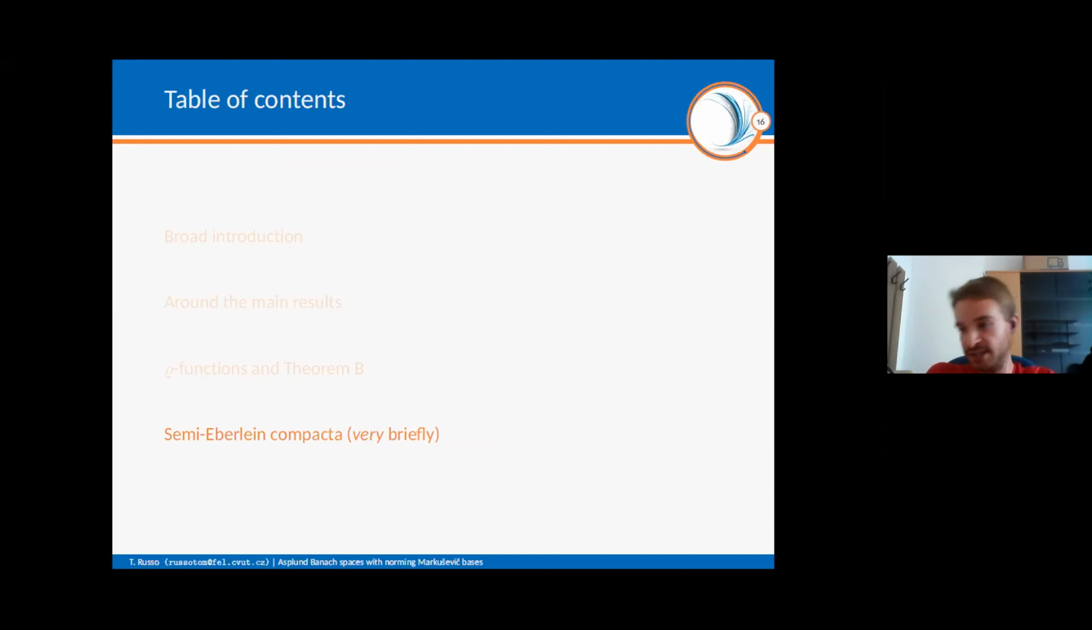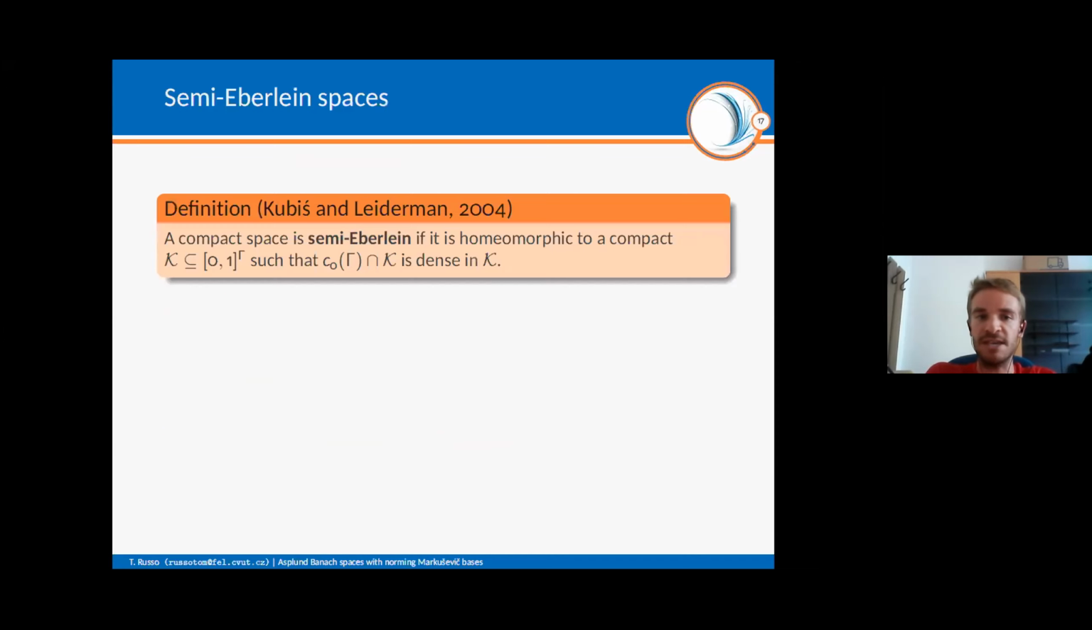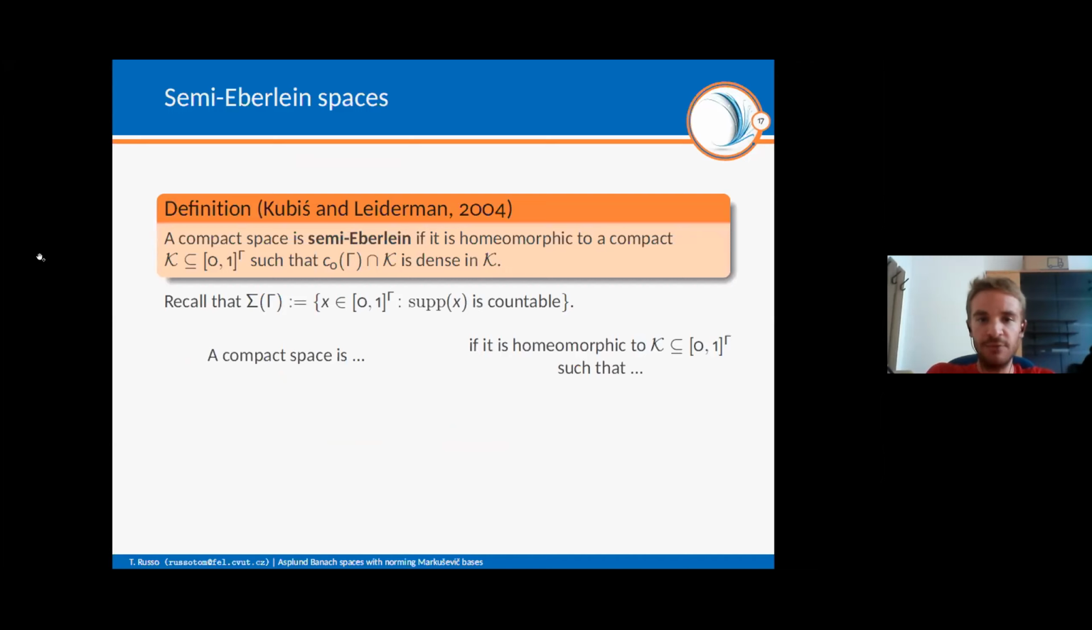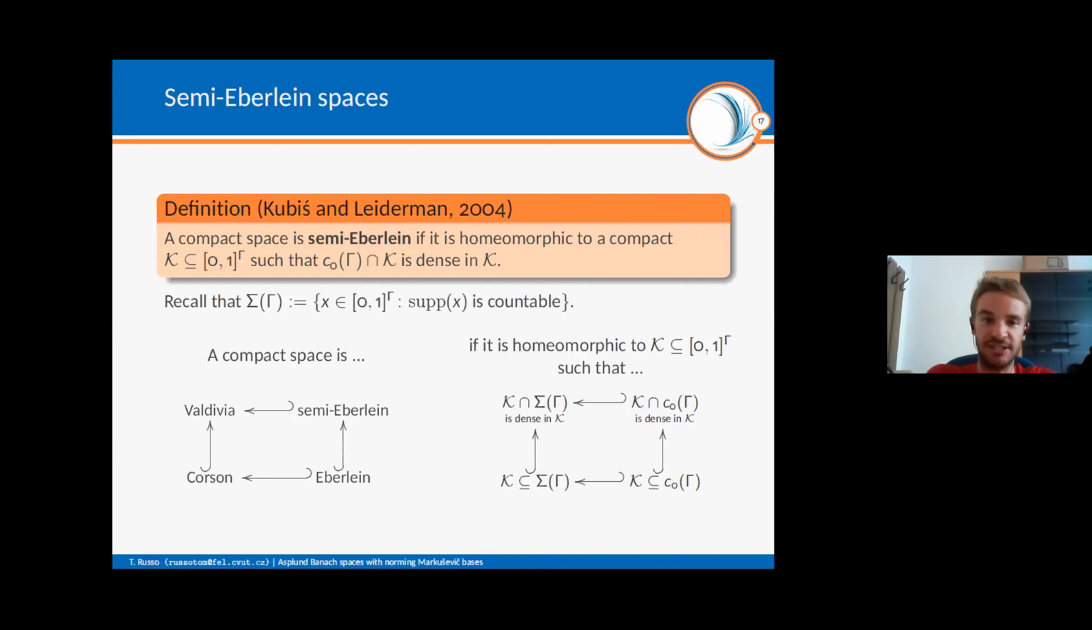And I will have just a couple of slides in the last couple of minutes, briefly mentioning something that we know about semi-Eberlein compacta related to our Theorem B. I would start from the bottom part of the slide. Here again, the sigma subspace is the countably supported vectors, as I mentioned. And here I recalled the definitions of Eberlein compacta. A compact K is Eberlein if it is homeomorphic to some K contained in {0,1}^Gamma which actually embeds in c_0(Gamma). It is Corson if it can be embedded in the same way, but instead of being contained in c_0(Gamma), being contained in Sigma(Gamma). So these are classical definitions.